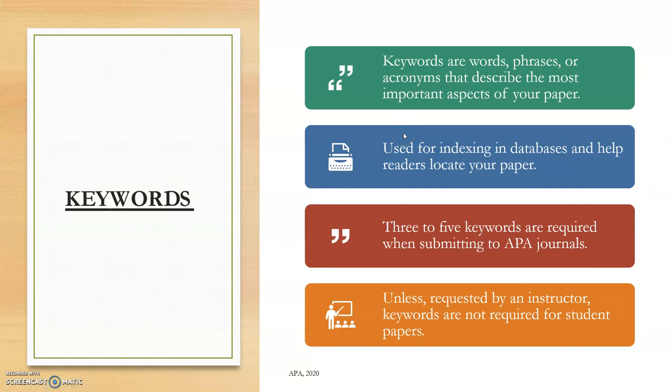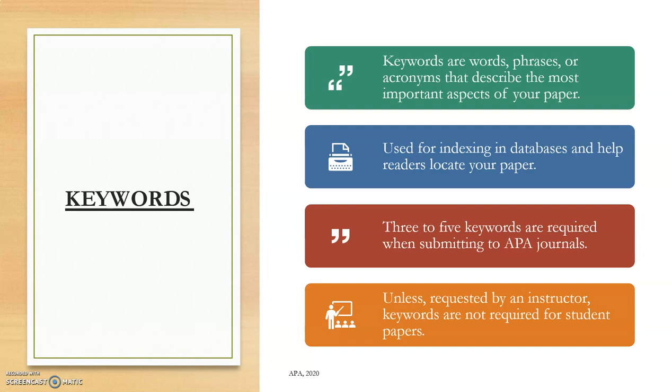Now, for the keywords, this information comes directly verbatim from the APA 7th edition. Keywords are phrases or acronyms that are used to describe the most important aspects of the paper. In my case, when I was writing the concept analysis on critical thinking, some of my keywords were concept, critical, thinking, and then critical thinking together as a phrase. These are used for indexing in databases, and they help the reader locate and find papers they're looking for as it relates to the keywords.